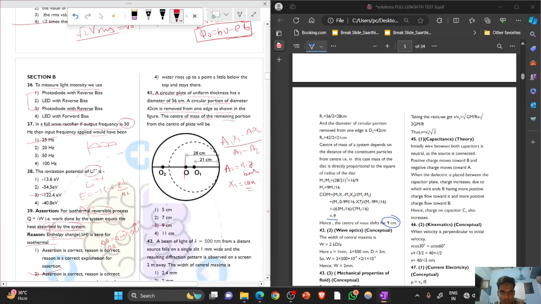If your origin is here, it will be something like here, so minus 9 centimeters in the case of coordinates, but in magnitude it's 9 centimeters. You can also go through this solution. It is not very complex. You just need to use this.